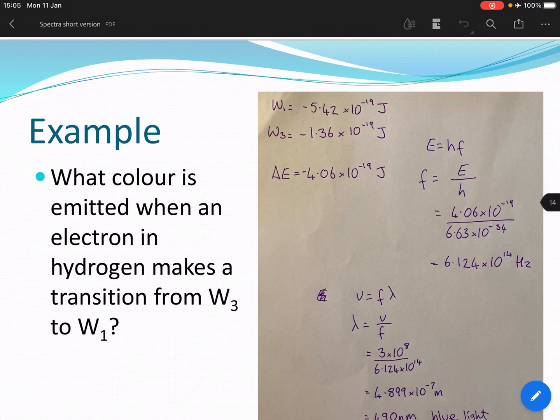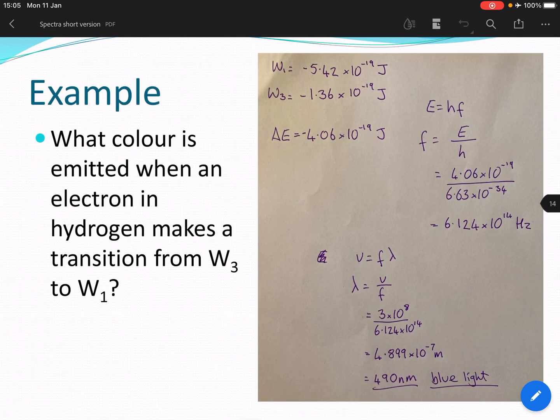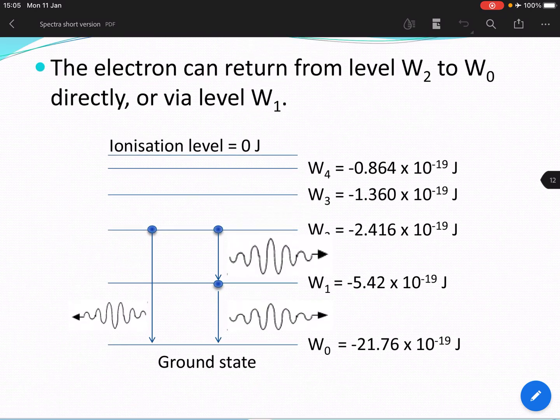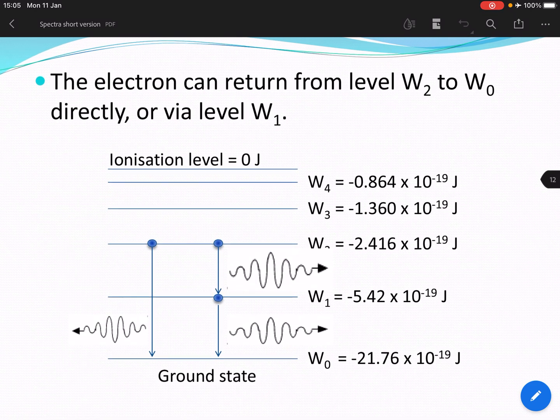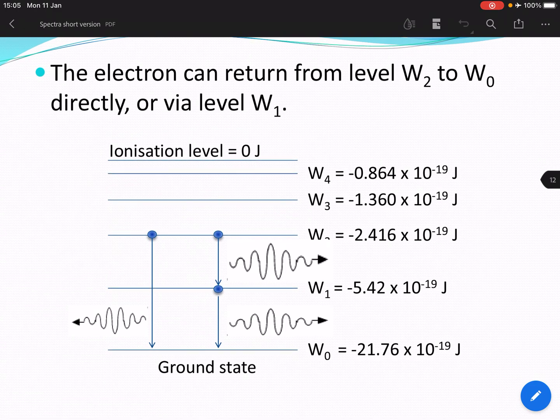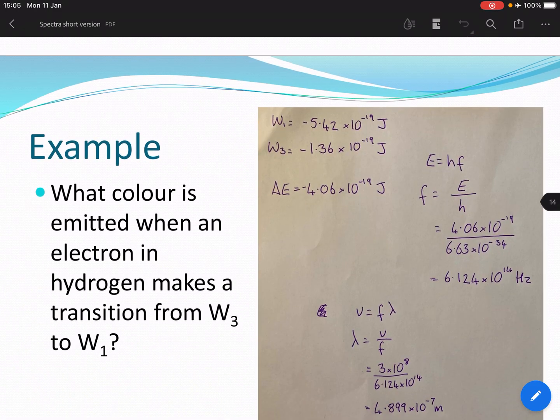So for example, here's one that I've just done for you rather than being able to do it on the board. I've done it on a bit of paper and stuck it in here. So the question is, what colour is emitted if an electron in hydrogen makes a transition from W3 to W1? All I've done, going back to this one, is note down the energy required for each level, at W1 and W3, which I've then written down there.